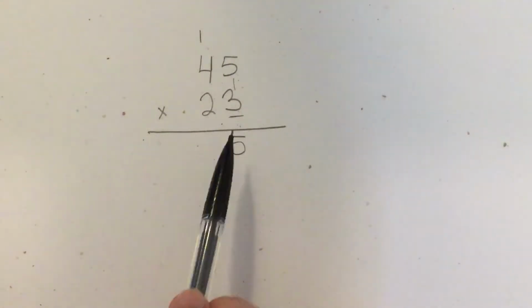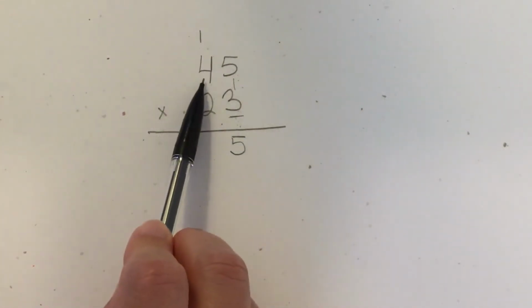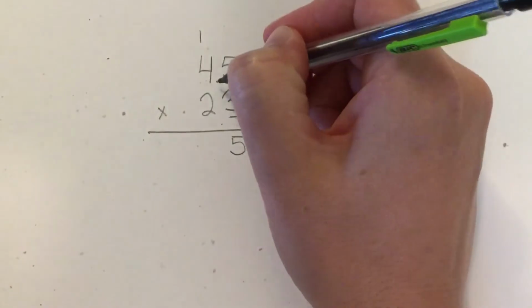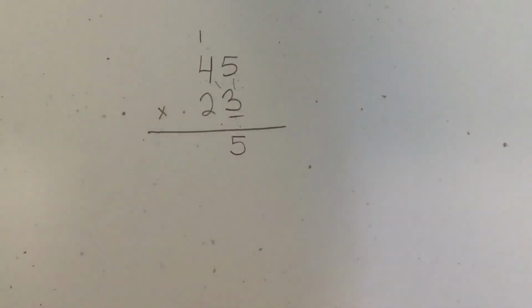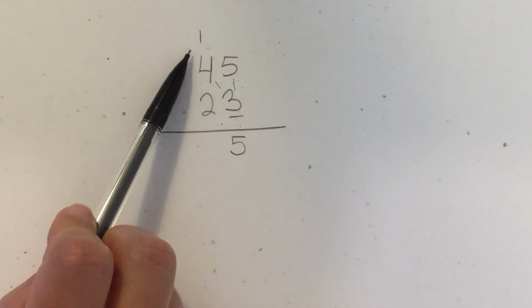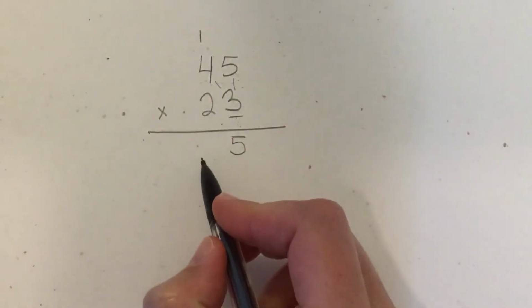Now I need to stay with this 3 and multiply it by the number that's in the tens place up here. So instead of 3 times 5, I'm going to go 3 times 4. 3 times 4 is 12. I have a 1 up here that I need to remember to include. And remember that we add that in. So we multiply and then add. 3 times 4 equals 12 plus 1 equals 13.